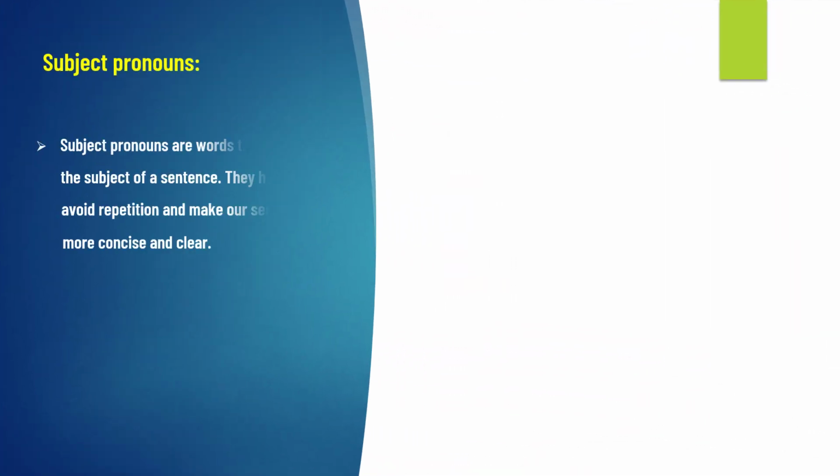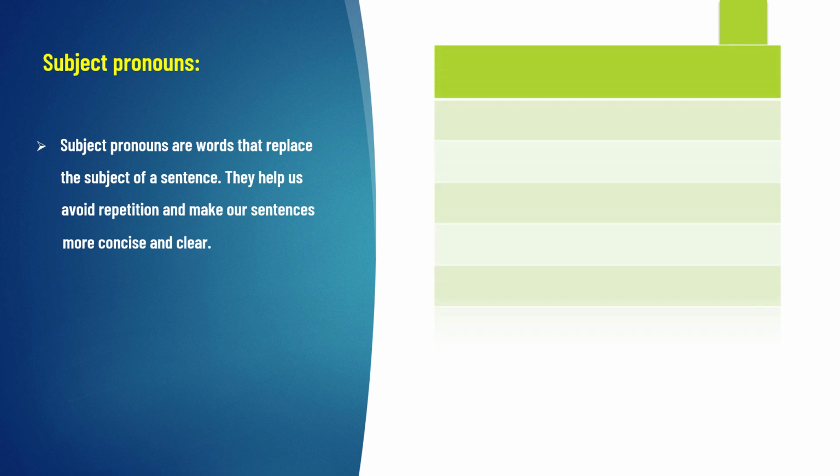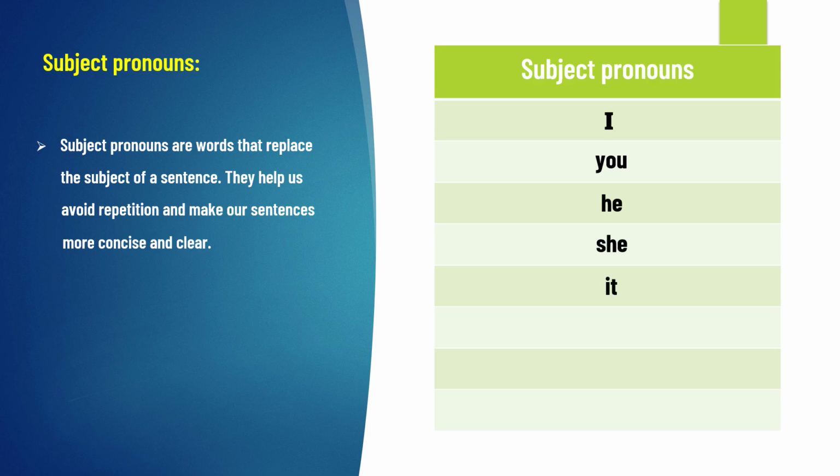Here are the most common subject pronouns in English. I, you, he, she, it, we, you, they. These pronouns represent the subject of a sentence. Now, let's explore how to use them in sentences.